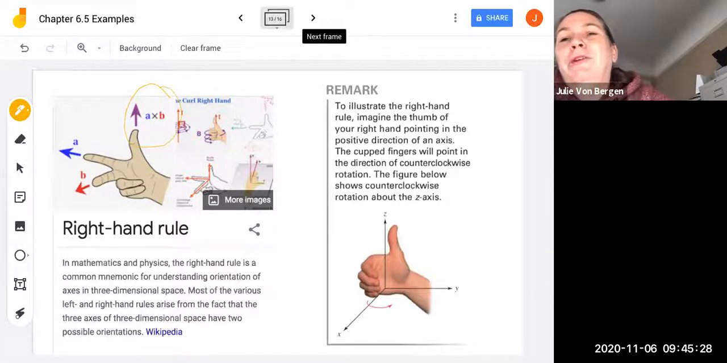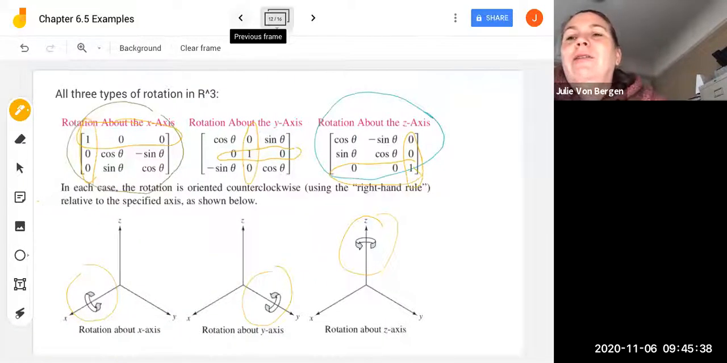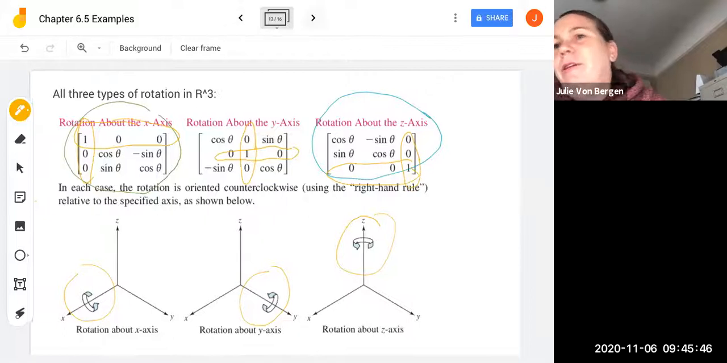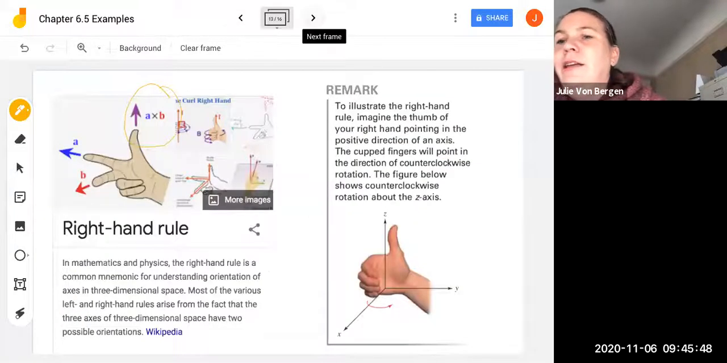So make sure you're using the right hand when you do this. If you use your left hand, you get opposite results. And then you can always look back at our diagrams to check. You don't have to use the right-hand rule to figure out which way things go. But if you rotate with your right hand, then your thumb points in the direction of the axis we're rotating around. And here's another image of it.